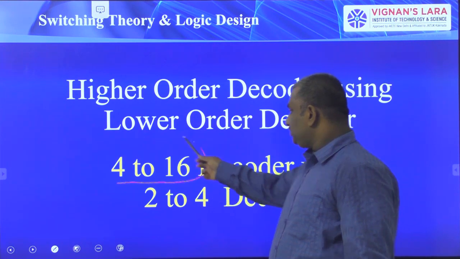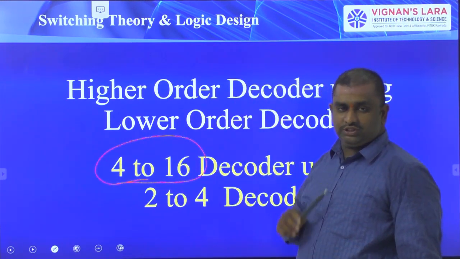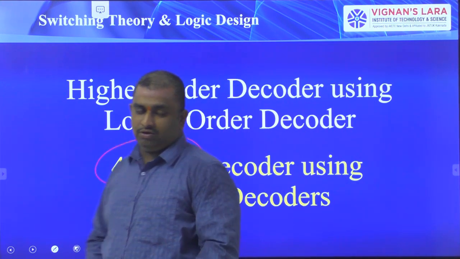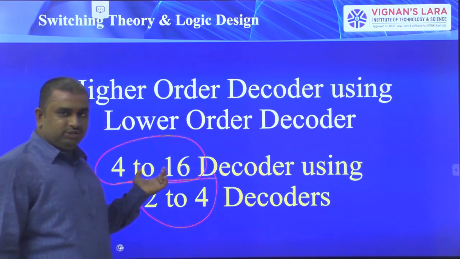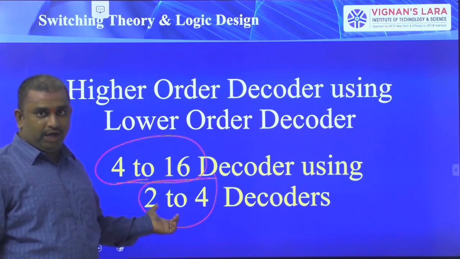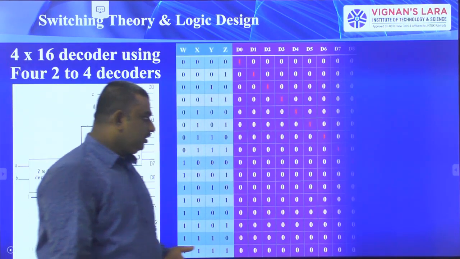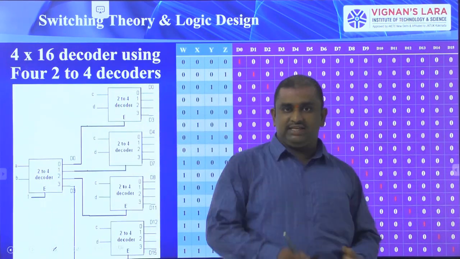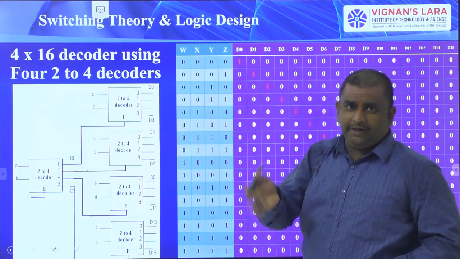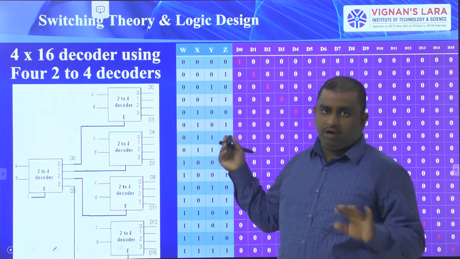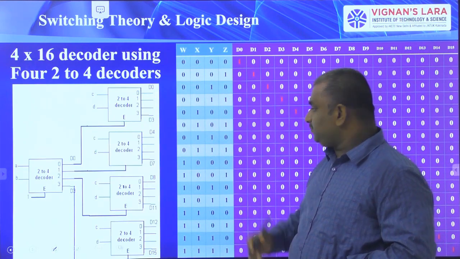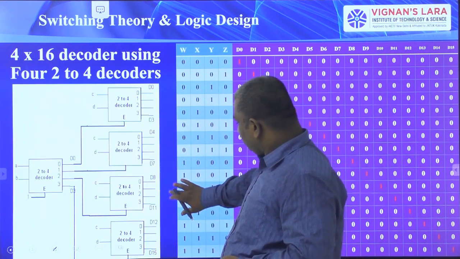Now, our next concept: 4 to 16 decoder. The same 4 to 16 decoder I am implementing, but this time I am using 2 to 4 decoders. It is a very simple thing. Previously we have seen 3 to 8 decoders, now we are seeing the concept using 2 to 4 decoders. The same table, it won't change, because we are not changing the operation of the 4 to 16 decoder, but we are implementing it by using different types of gates. Is it visible? I will change this one.